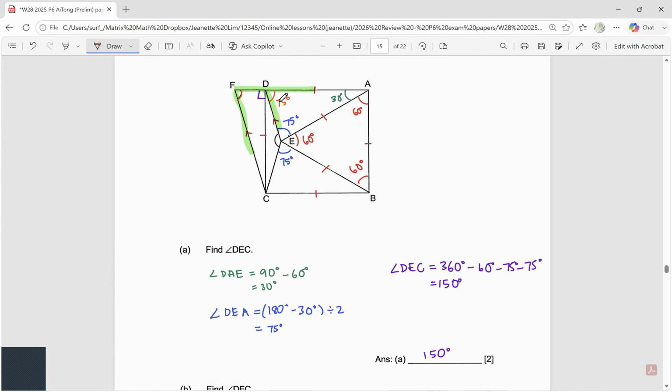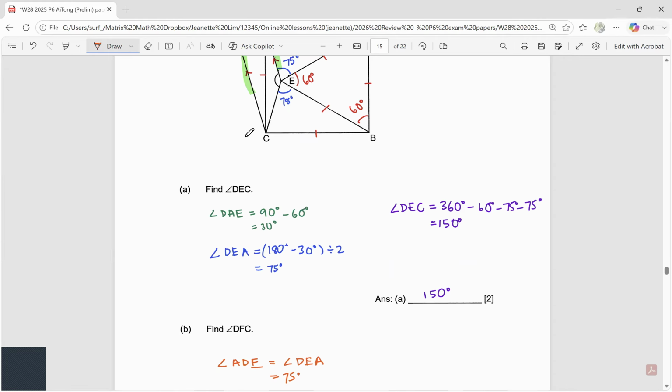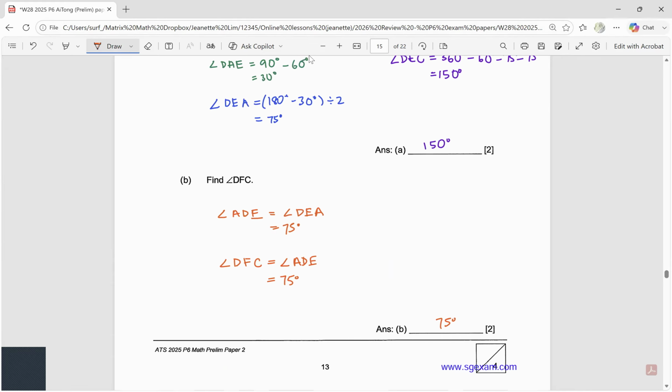Okay, if you can't see these corresponding angles, what you can do is use 180 minus 75, and then you find this angle FDE. Then using interior angles, 180 minus FDE will get you this DFC also. So that's another way to look at it.